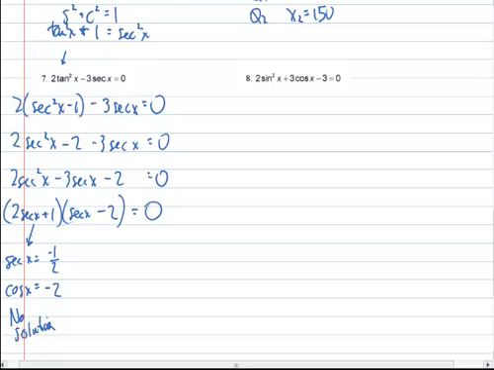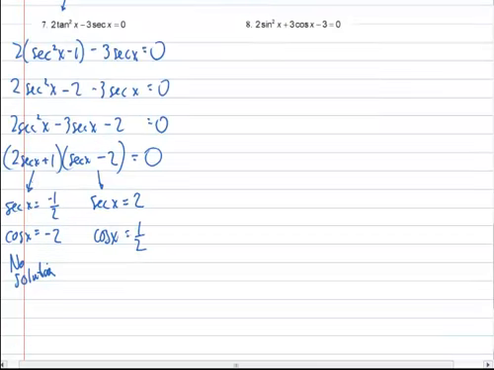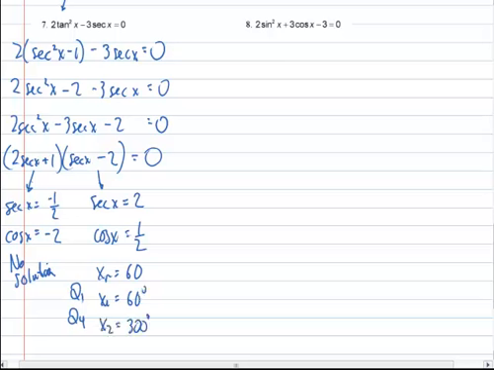Cosine can only be a value from 1 to -1. From this one, I have secant of x is equal to 2. That means cosine of x is 1/2, and that does work because that's within the range of cosine. The reference angle is 60. And remember, it's quadrant 1 and quadrant 4 answer for cosine being positive. So x1 is going to be 60 degrees, and x2 is going to be 300 degrees.